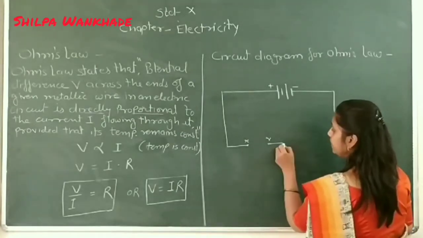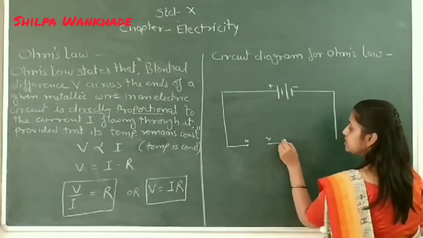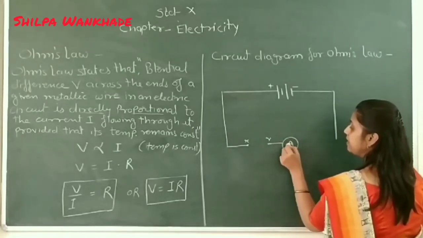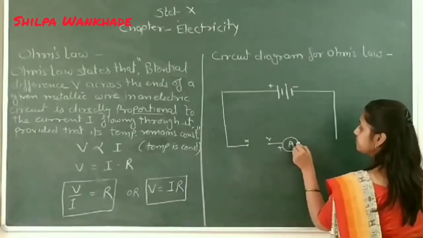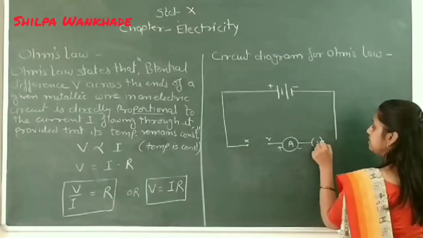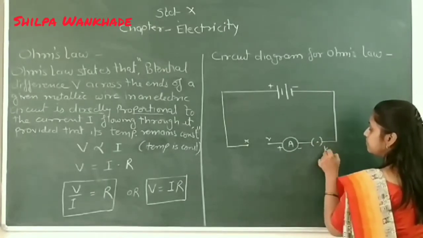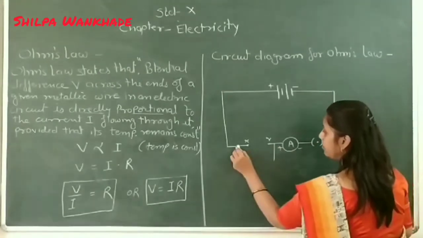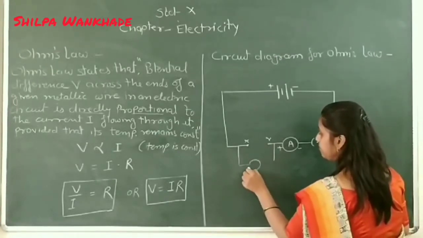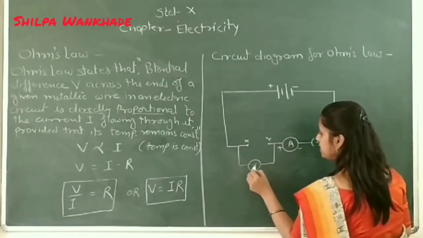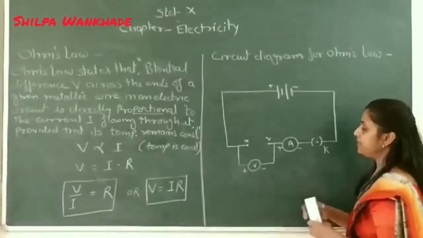Then across this wire, the ammeter is always connected in series, and this is the key, and the voltmeter is always connected in parallel. So in this way we will connect the voltmeter and ammeter.